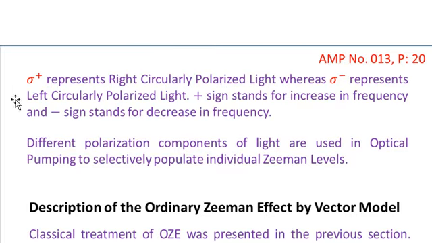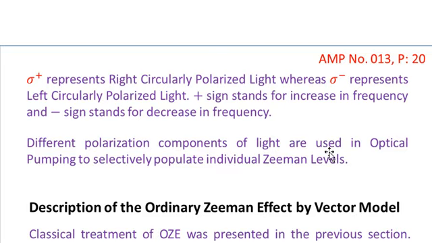Sigma plus represents right circularly polarized light, whereas sigma minus represents left circularly polarized light. Sigma plus stands for increase in frequency, and sigma minus stands for decrease in frequency. That is, the frequency of sigma plus will be equal to omega naught plus delta omega, and the sigma minus component will have the frequency omega naught minus delta omega.